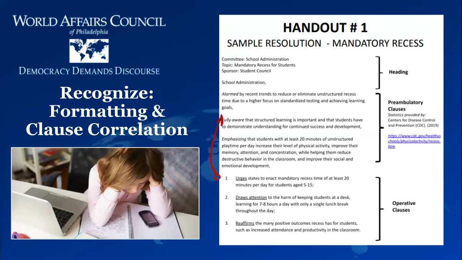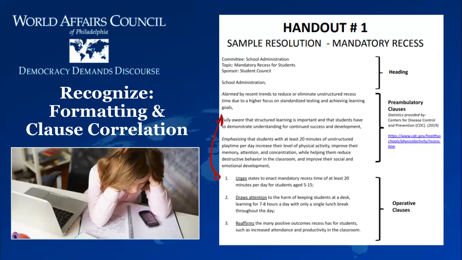And finally, just a note about formatting. Do please note that the preambulatory clauses begin with italicized terms and each clause ends in a comma. The operative clauses are numbered, begin with underlined phrases, end with semicolons, with the final operative clause ending in a period. Again, 3 parts to a resolution, all 3 parts equally important: the heading, the preambulatory clauses, and the operative clauses.